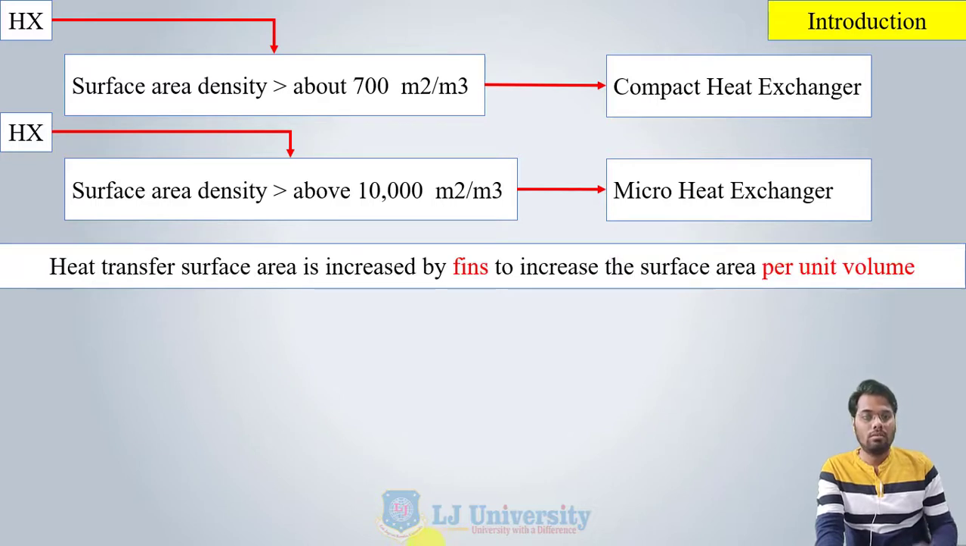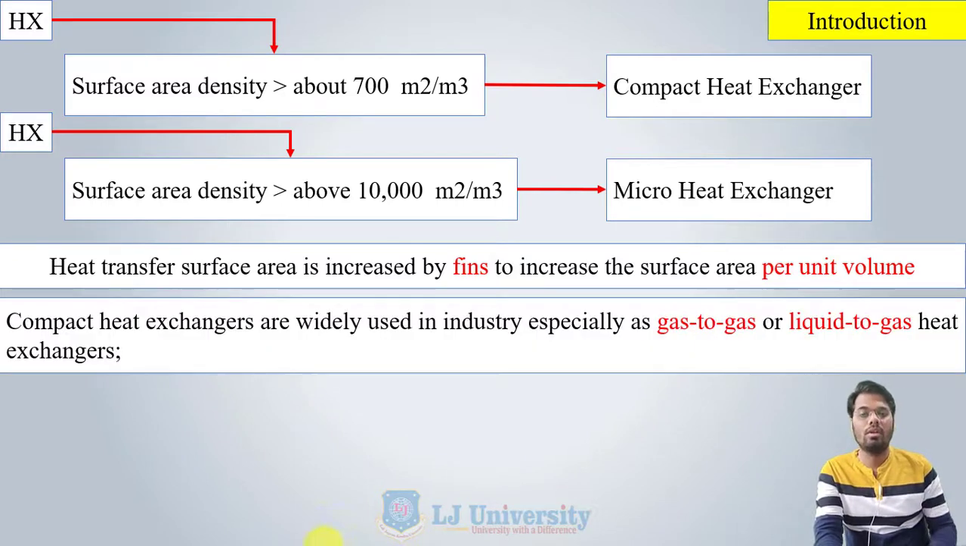Now we know that compact heat exchangers have higher surface area per unit volume. Now the question is how this surface area is increased. We have learned the use of fins, or extended surfaces, to increase the convective heat transfer rate whenever required. So in a compact heat exchanger there is use of fins to increase the surface area per unit volume.